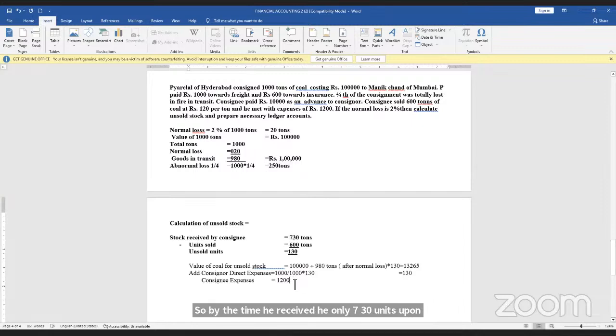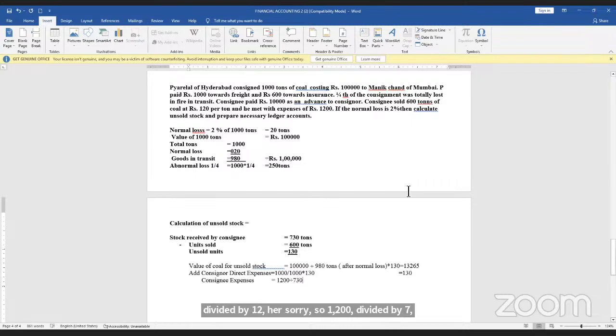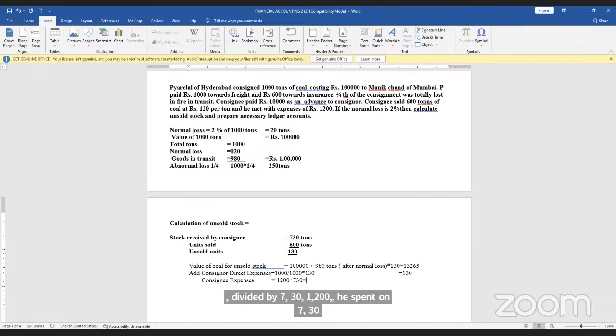So 1200 divided by 730. 1200 rupees he spent on 730 units. So per unit, how much? Per unit, 1 rupee 64 paisa.